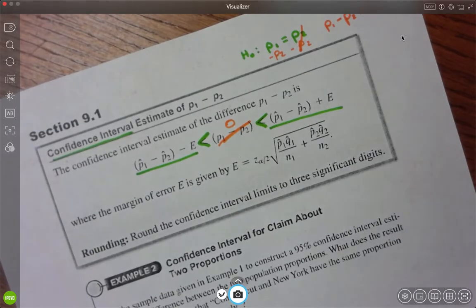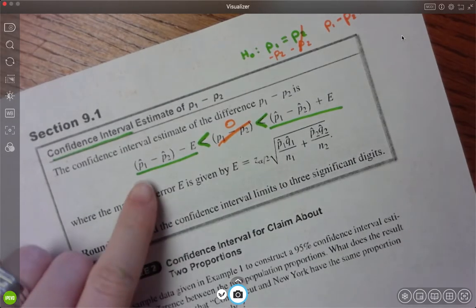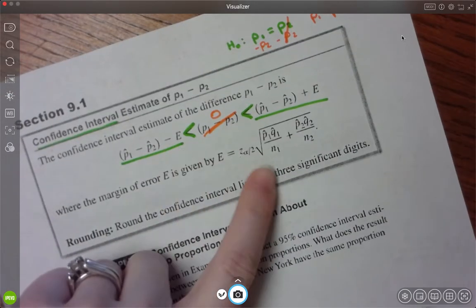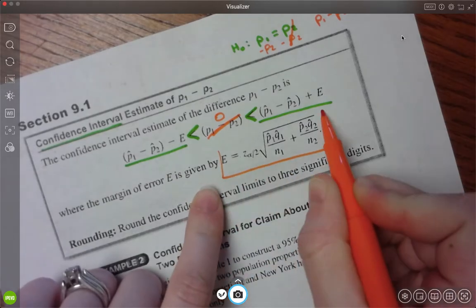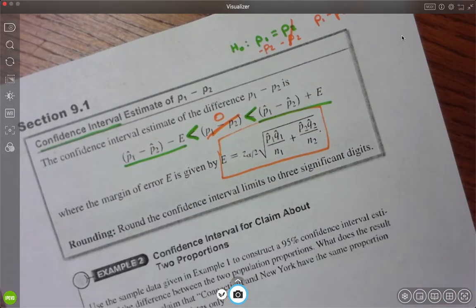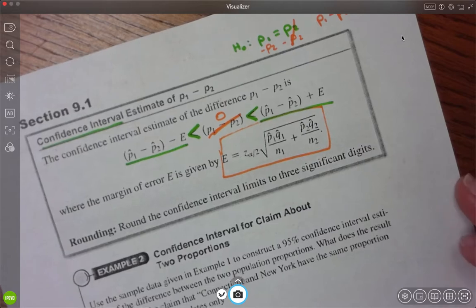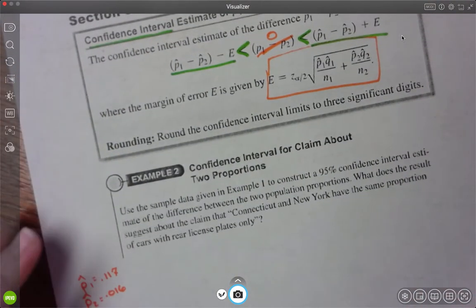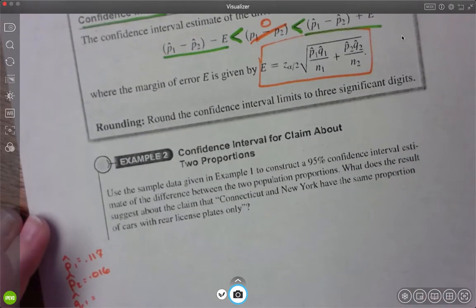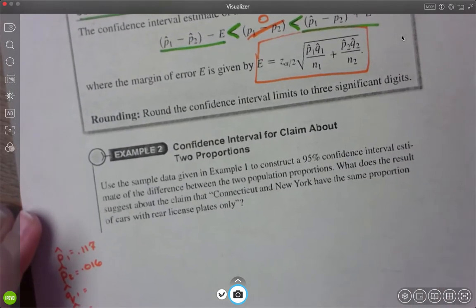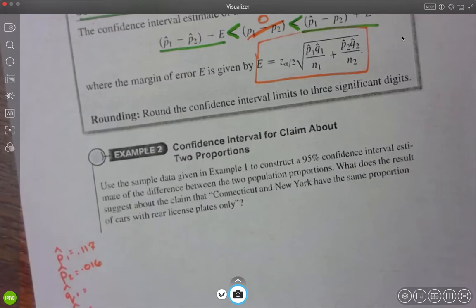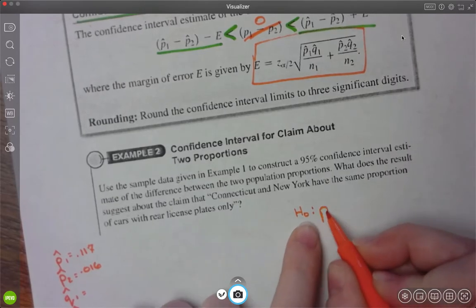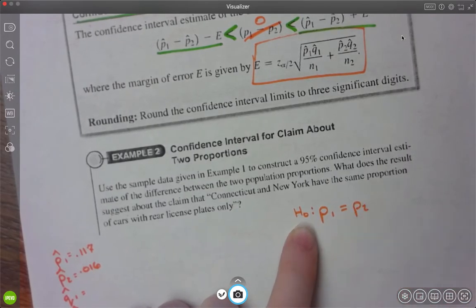So what we need to do is figure out what P1 hat is, P2 hat, and the error. And this is the formula that we use for error, which still kind of looks disgusting, but it's a little bit easier than the other one, okay? So let's go down to the very bottom. This is going back to the example that we had for Connecticut and New York. And this is going to tell us whether the two proportions are equal to each other. So this is going to tell us a little bit about our null hypothesis, which is that P1 is equal to P2.